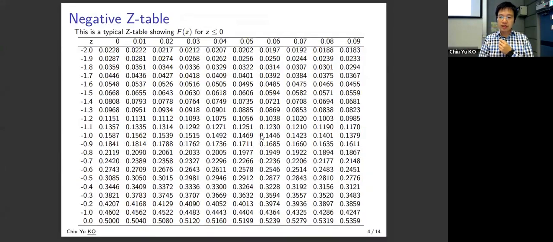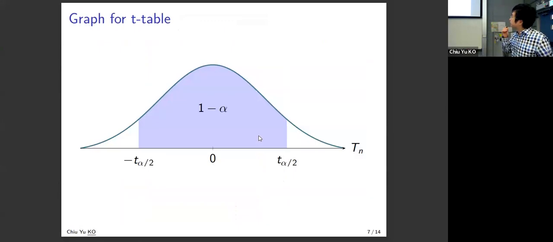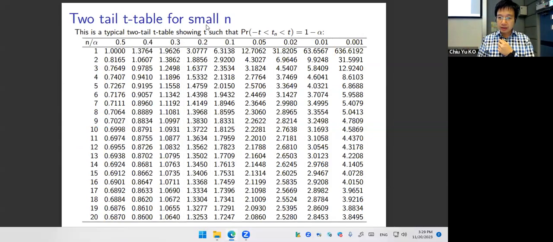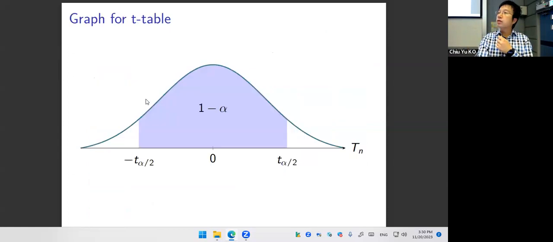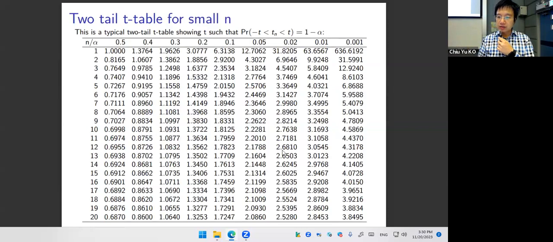The T table I give in the slide is this one. The middle is 1 minus alpha, and the number I give you is actually t sub alpha over 2. That's how to look at it, and it gives you the critical value. That's how this table is used. And probably you want me to show you how to use it.